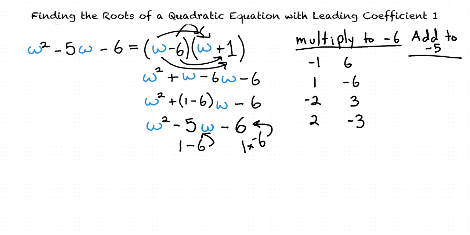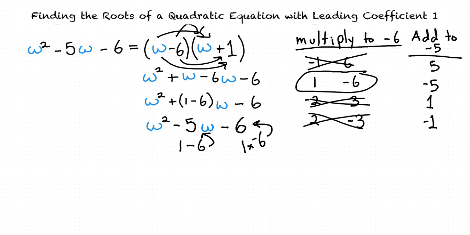Let's see if any of these numbers add up to -5. -1 plus 6 is +5, so that doesn't work. 1 minus 6 is -5, so that works. -2 plus 3 is 1, so that doesn't work. And 2 minus 3 is -1, so that also doesn't work. So we know that the two factors that multiply to -6 and add to -5 are 1 and -6, which are exactly the numbers that we see here in our factored version.